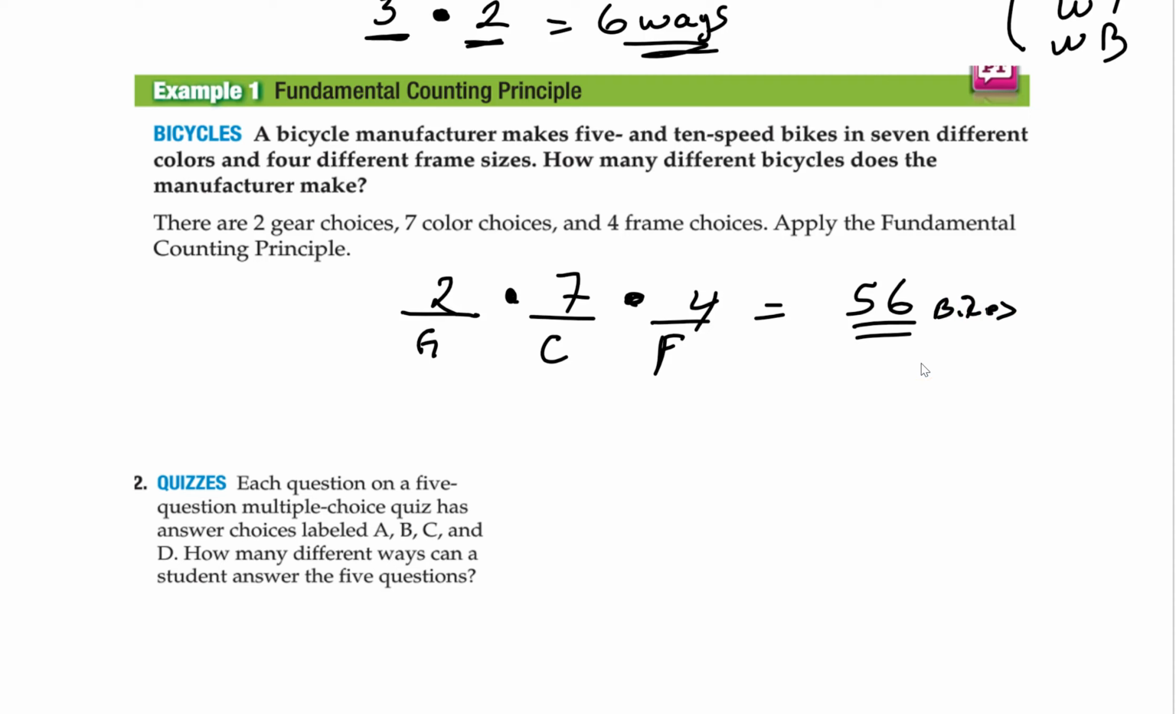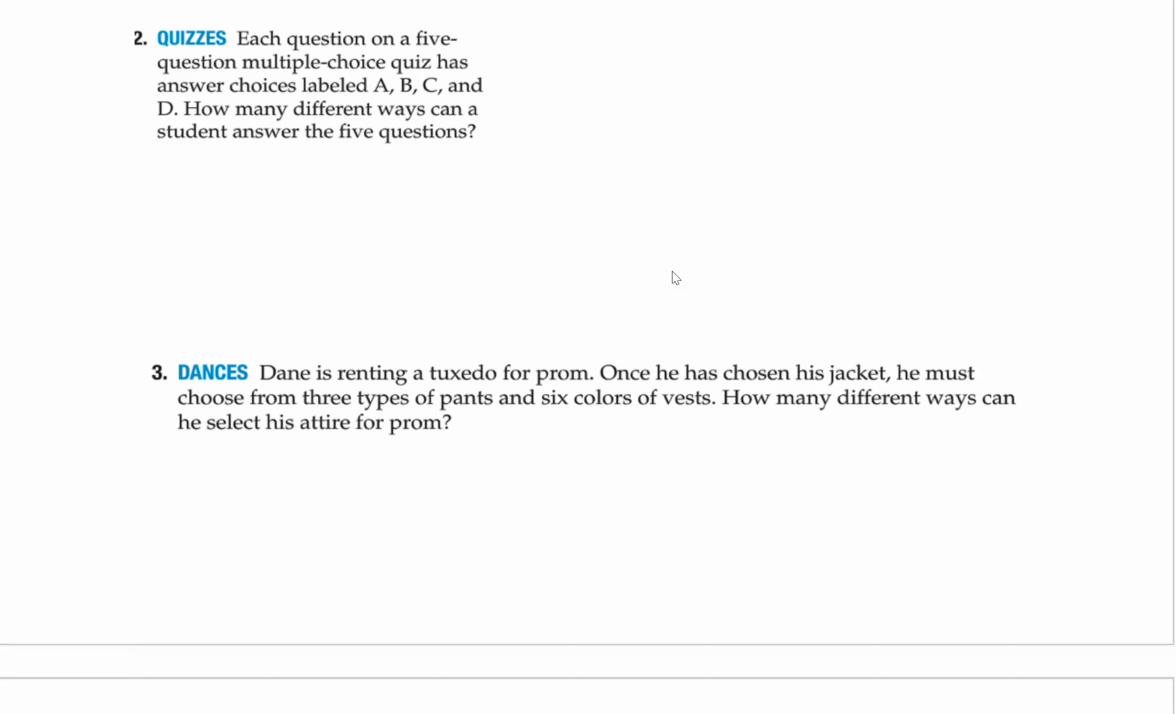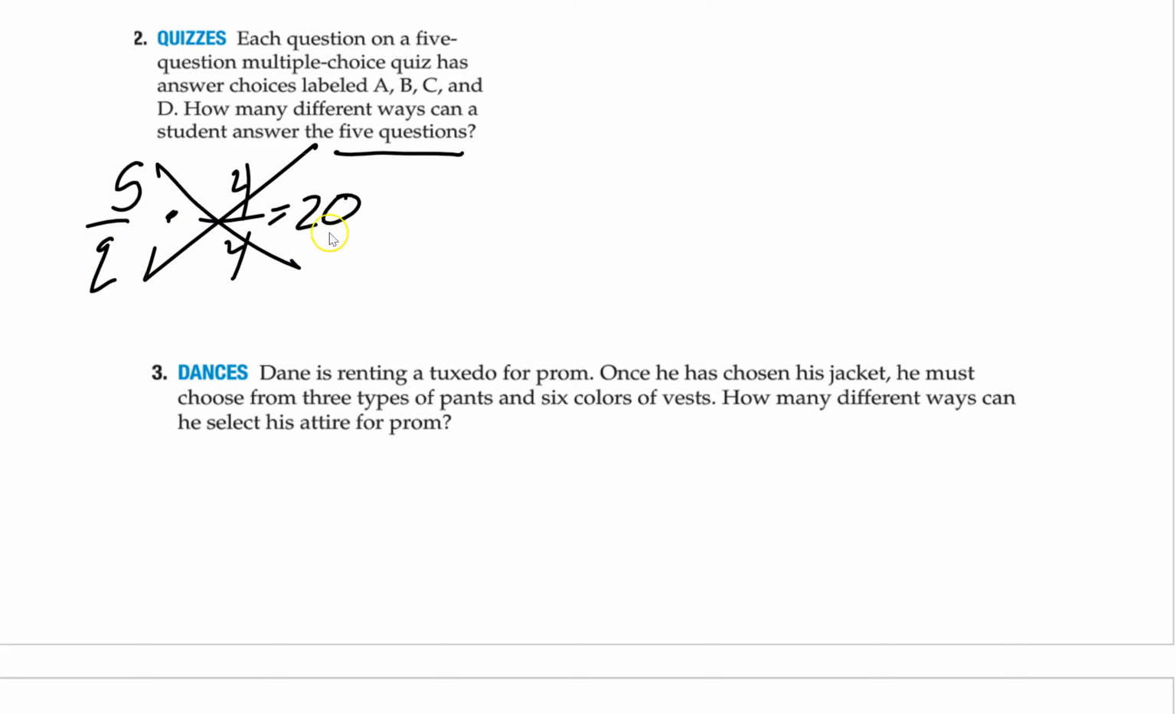And that's the idea. Have this many options, that many options, that many options, multiply them together. Let's do a slightly trickier one. On a quiz, each question on a 5-question multiple choice quiz has answer choices labeled A, B, C, D. How many different ways can a student answer the 5 questions? So here's the thing that's a little tricky about this one. A lot of people want to go, oh, there's 5 questions, and there's 4 possibilities, so you get 20. That's actually not right.